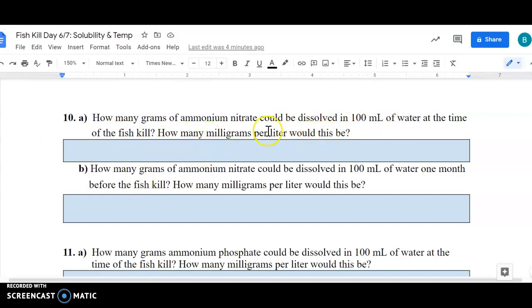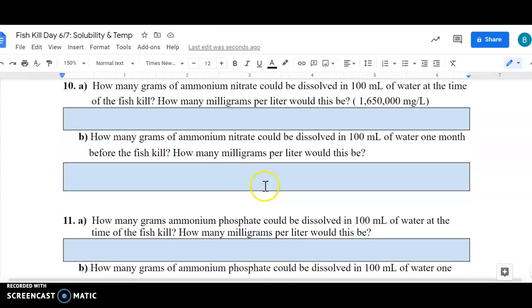This is equal to milligrams per liter. What you do is you multiply it by 10,000. So for this one, it would be 1,650,000 milligrams per liter. You'll do the same thing for the other answers.